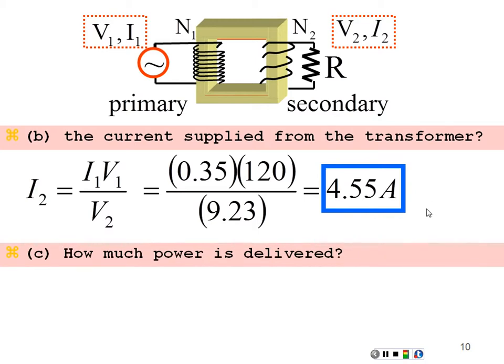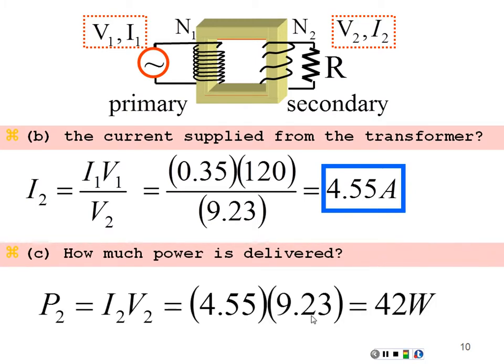So how much power is delivered? We have 4.55 amps times 9.23 volts in our secondary. That is 42 watts delivered to the circuit. So that's a real short lecture on transformers. More than meets the eye.